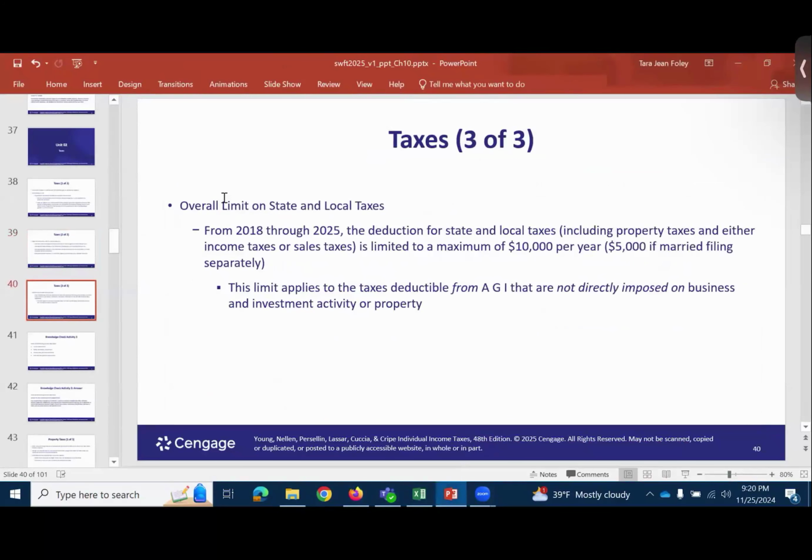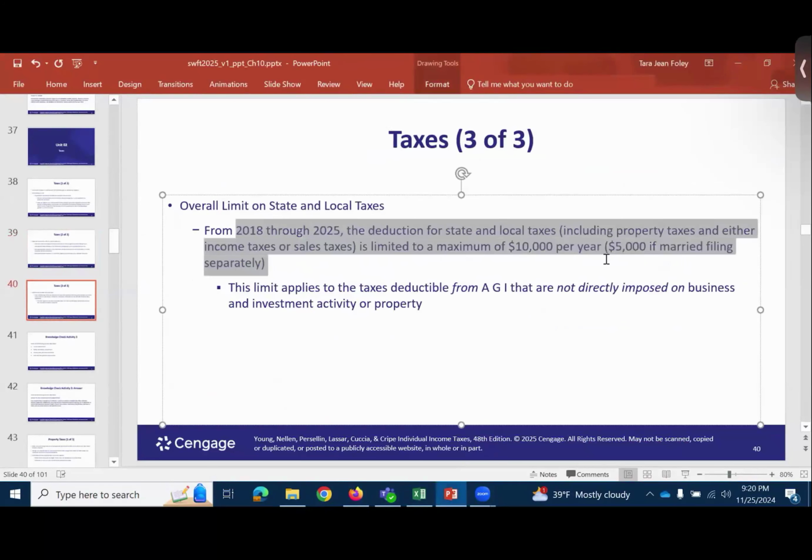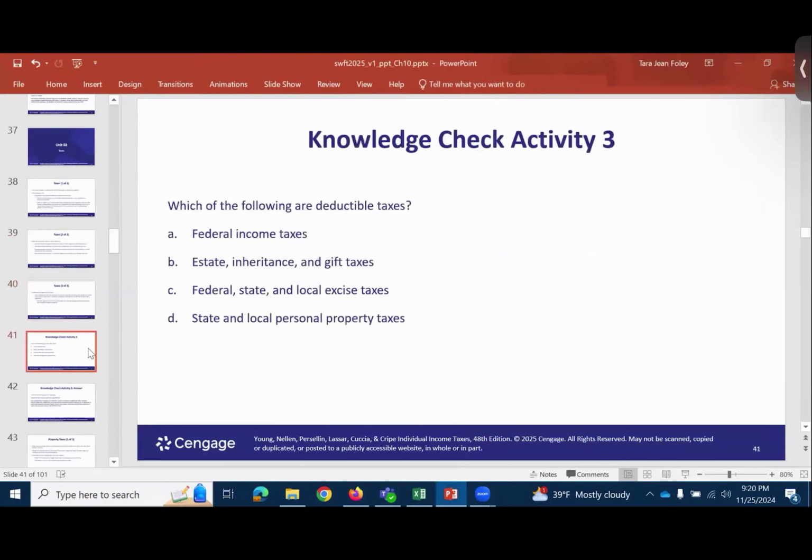The limit on state and local taxes applies from 2018. That's that $10,000 I told you about. That's from 2018 to 2025. It's a new thing. Which of the following are deductible taxes?